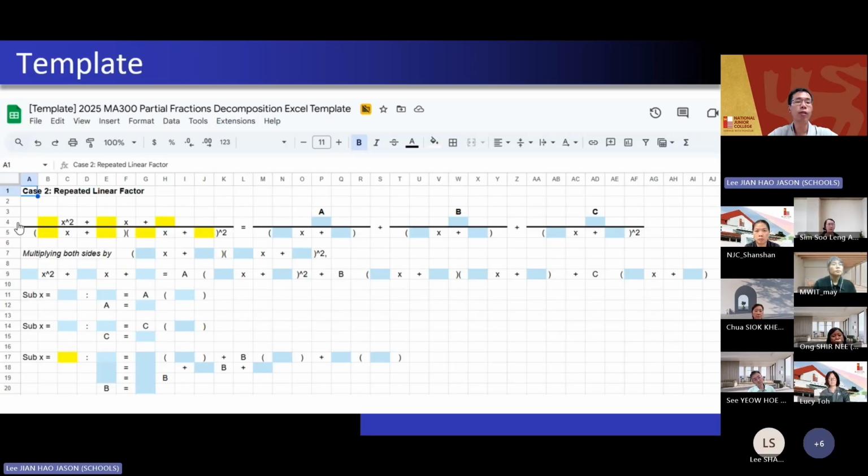Okay, and from row 7 onwards, this is the procedure that students typically go through if they were to solve the problem using paper and pen. So essentially the idea here is that now they need to verbalize what they have learned through keying in the necessary formulas into the blue colored cells.